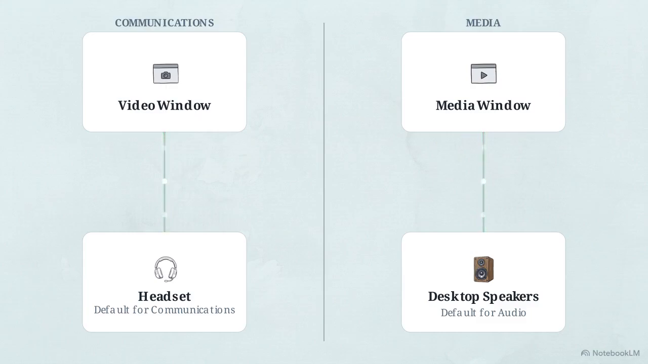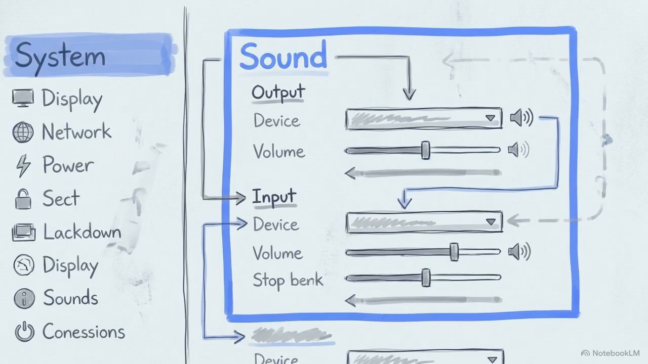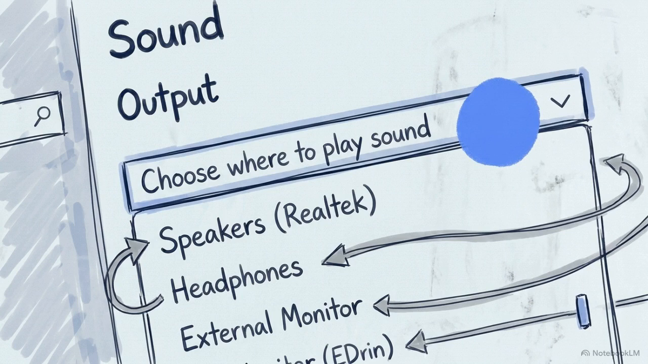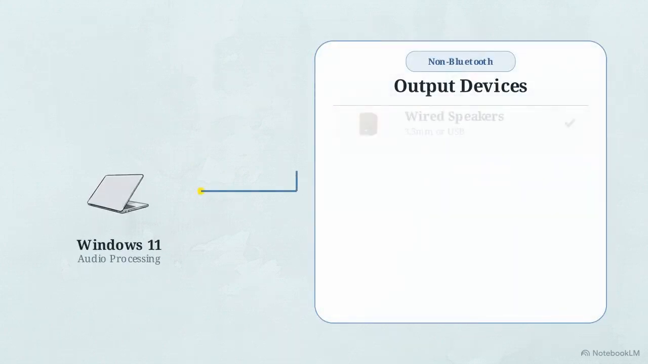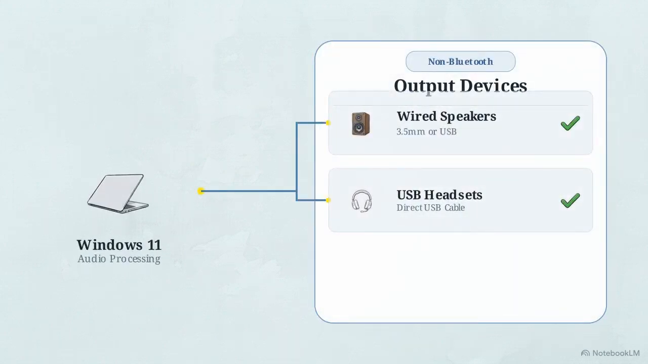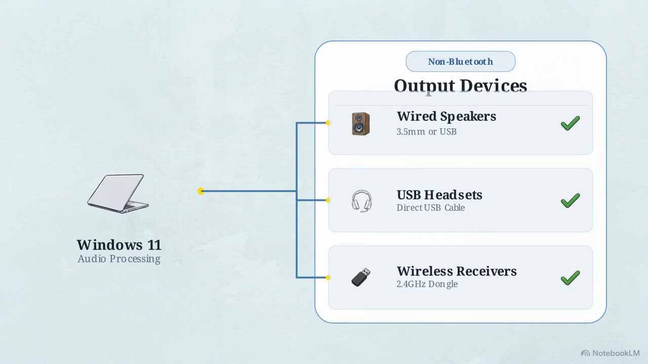functions flawlessly. This is the Windows 11 Settings panel. We access our audio command center by selecting System from the sidebar, then clicking directly into Sound. The top of this interface displays your output list. This acts as the primary registry, displaying your non-Bluetooth sound devices, including wired speakers, USB headsets, and standard wireless receivers.